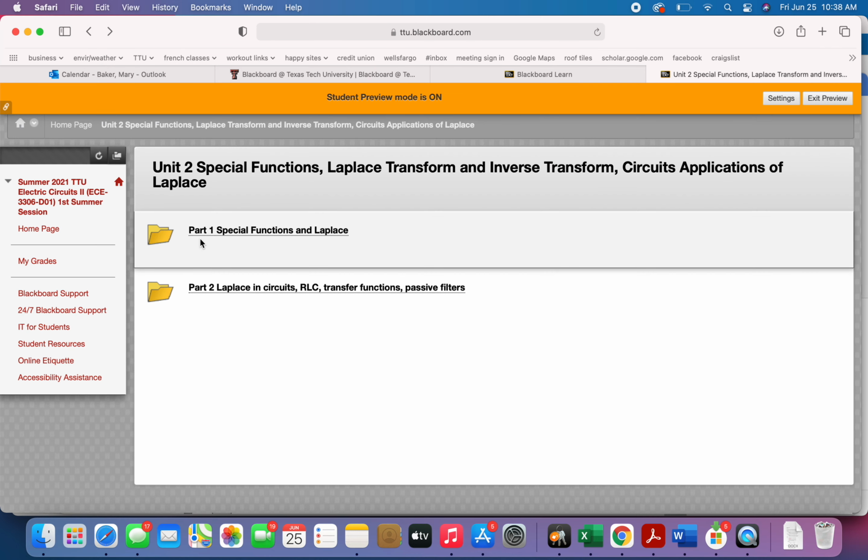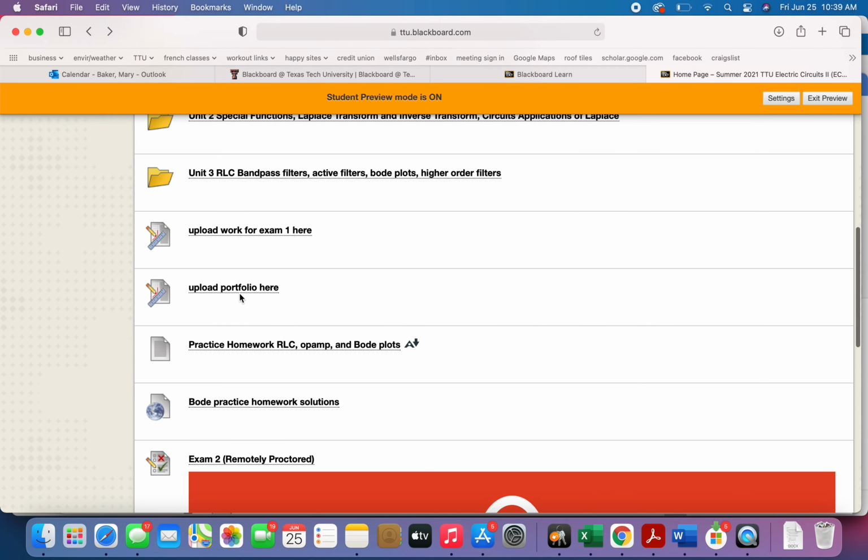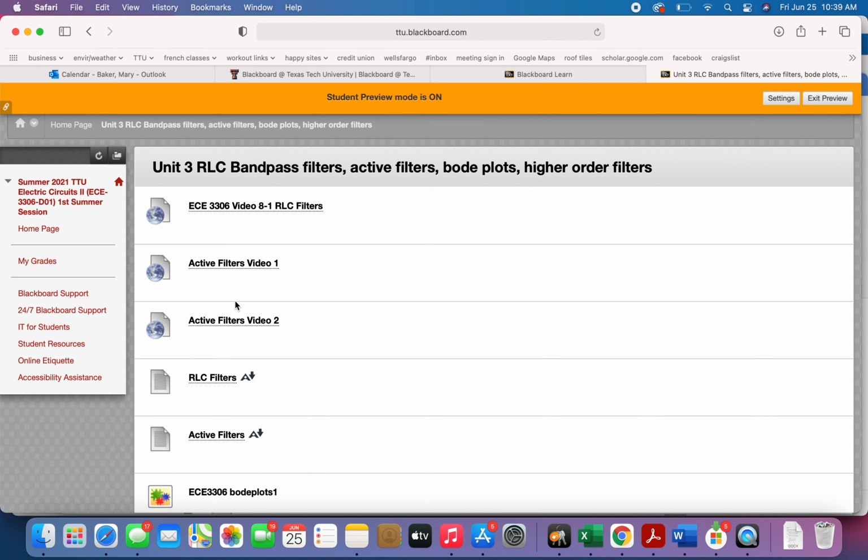Also, let's go back to the home page and we'll open up Unit 3, which is a shorter unit, but it's deceptively short because it's conceptually a more difficult unit. For those of you who have had a linear systems class before, you have probably done something on Bode plots. If not, this will be an introduction to you, and you might want to pay closer attention to some of the introductory Bode plot videos.